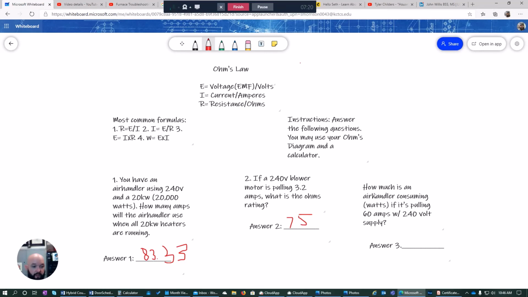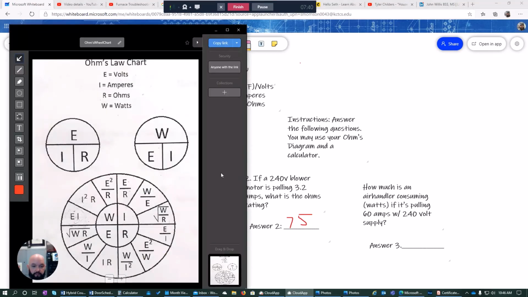Let's do one more. How much is an air handler consuming in terms of watts? You have to be able to make that distinction yourself. How much is an air handler consuming if it's pulling 60 amps with a 240 volt supply? Get our wheel. We want to find watts, so we're going to find the W, and we have volts and amps. If we take E times I, what is that? Volts times amps. Let's get our calculator.